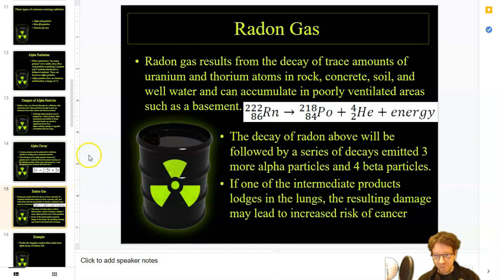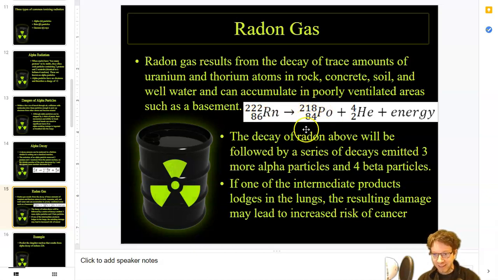Alright, so an example would be radon gas. So let's say you have radon. Radon has an atomic number of 86 and an atomic mass of 222. So if we release one of these helium particles, alpha particles, helium nuclei, that's a 4 and a 2. So we're just going to subtract 4 from 222, and that'll give us 218, and we'll subtract 2 from 86, which gives us 84.